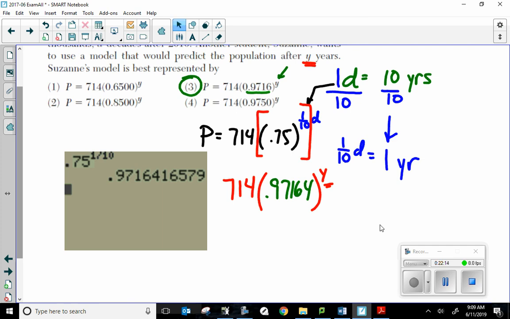Every test, there seems to be one question where that exponent needs to be changed. Like, you need to rip the number away from the exponent to get the true base and the true rate of change for the new time that you need. In this case, we had it in decades, which was 10 years. The new time was per 1 year. Very good.